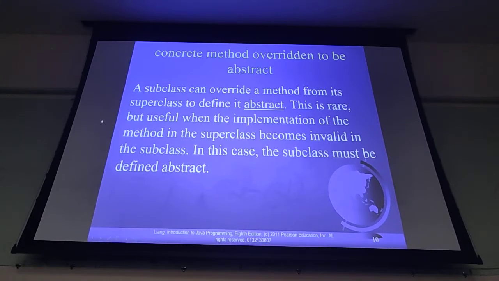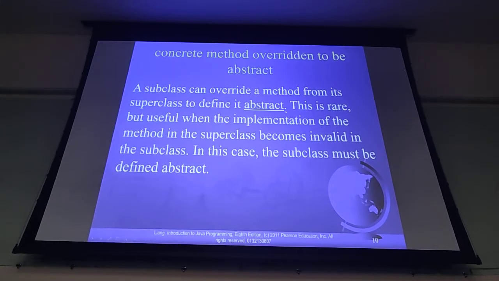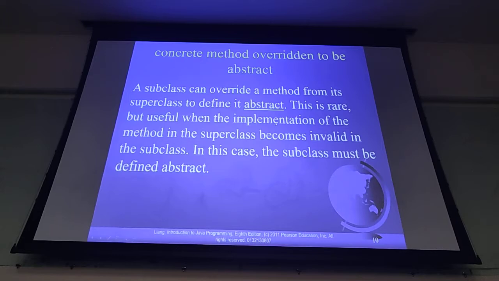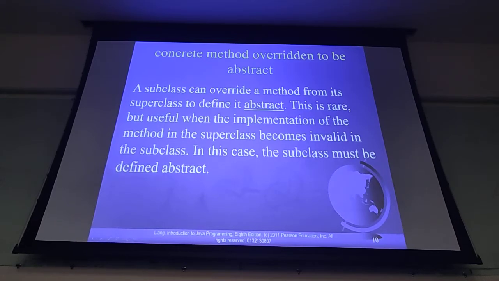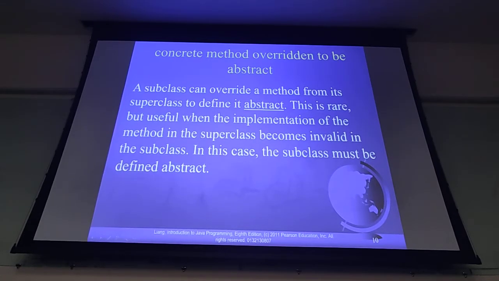The subclass can override a method from a superclass to define it abstract. This is rare, but useful when the implementation of the method in the superclass becomes invalid in a subclass. In this case, the subclass must be defined abstract. So here I am going to define my subclass as abstract.